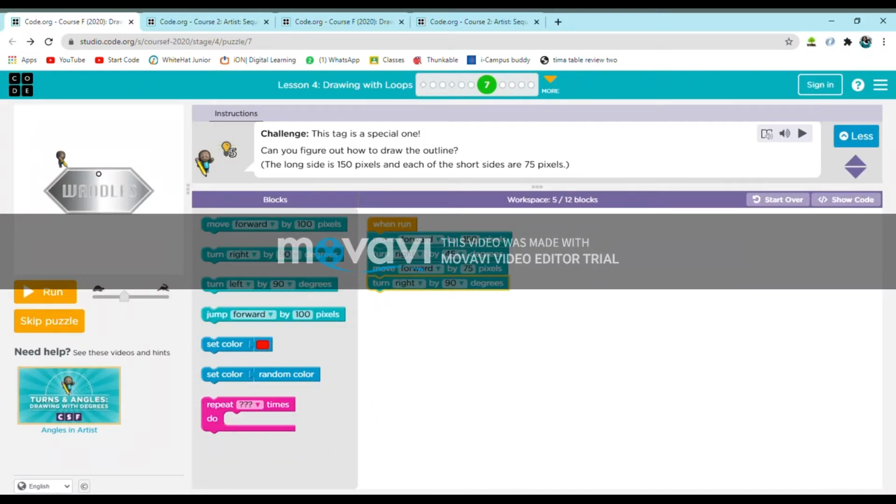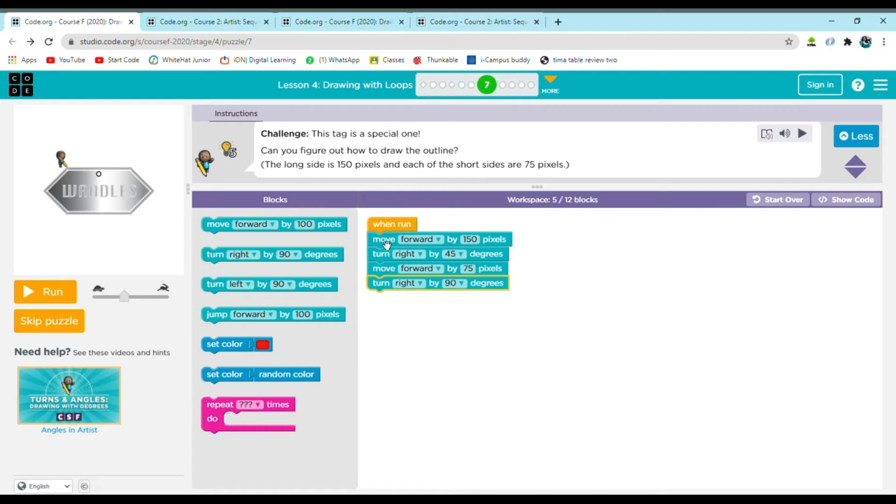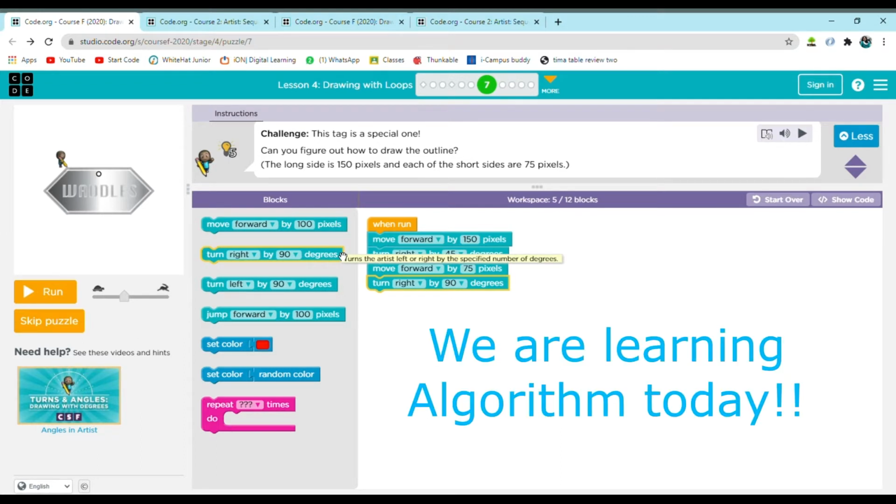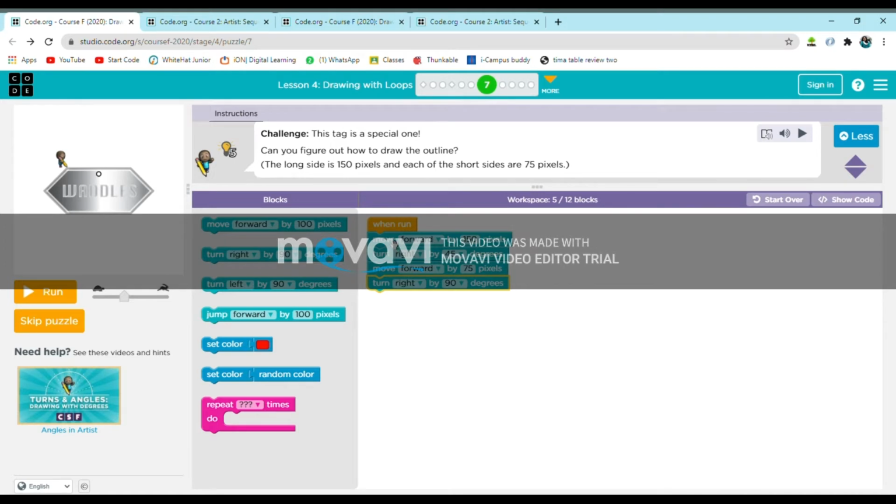We have entered the lab. First, what are algorithms? An algorithm is a process or a set of tools given to the computer to give the output. We have come into the lab.